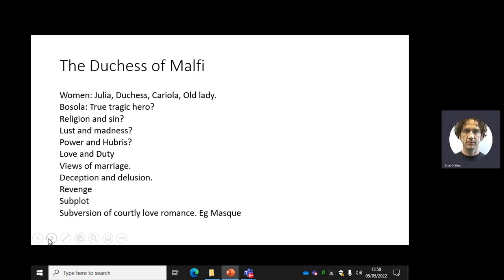Okay. So some questions about this then. The Duchess of Malfi. Questions about women. People always forget Cariola and the old lady. And I think Julia is quite an interesting character as well. Julia, yeah, okay, she has an affair. She's married to whom? Castruccio. Names always symbolic, aren't they? He can't get it up. That's why he's called Castruccio.